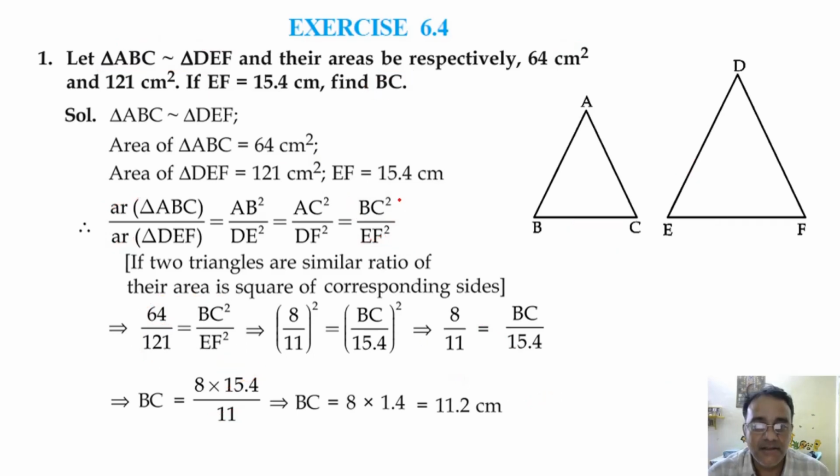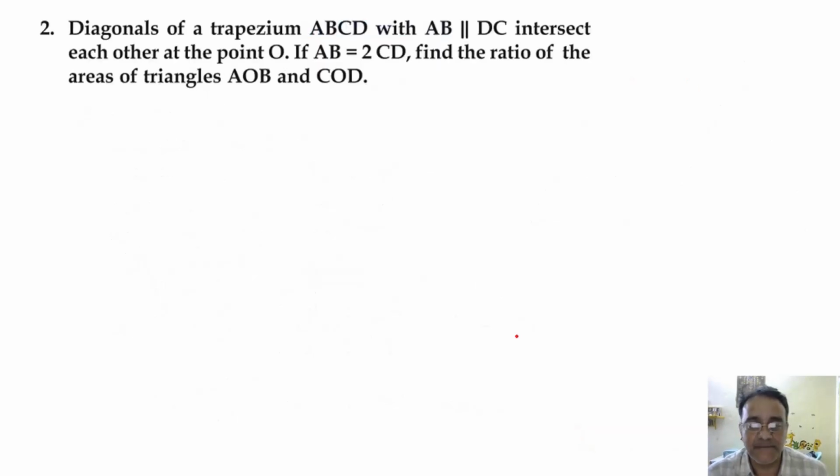Clear? Yes sir. The ratio of the corresponding sides are equal. Not BC is equal to EF, not AB is equal to DE. Right. Now we'll move toward the second question.